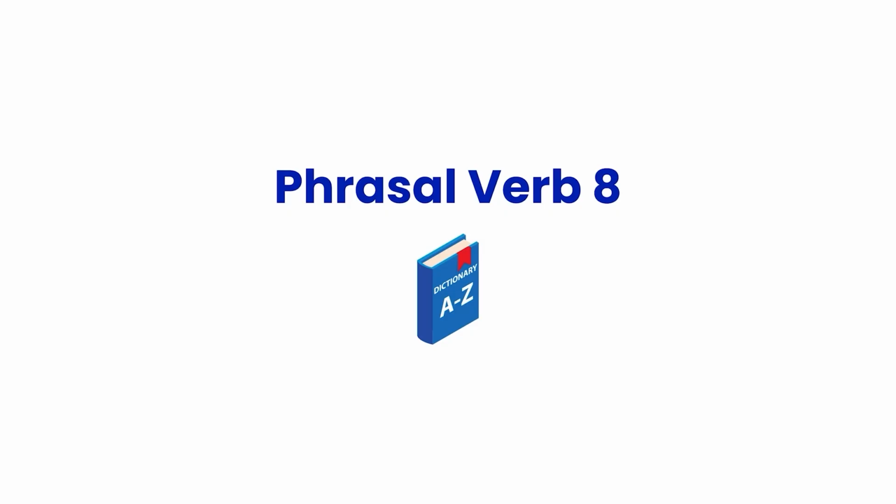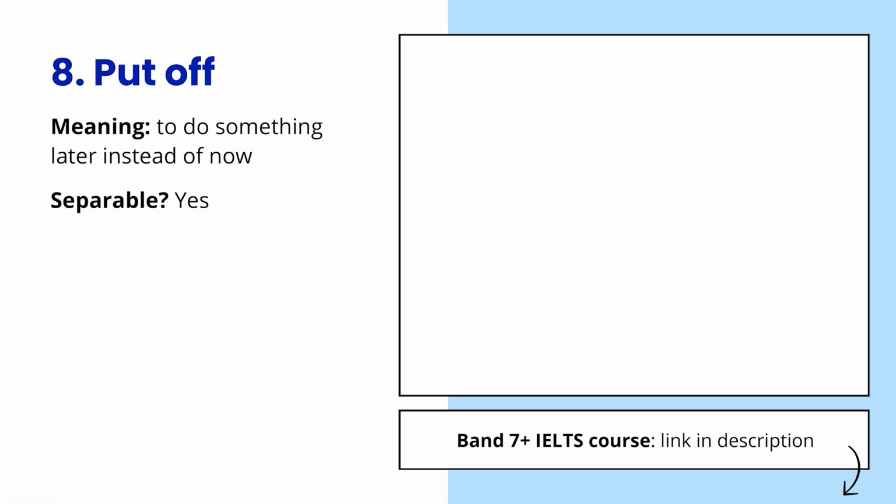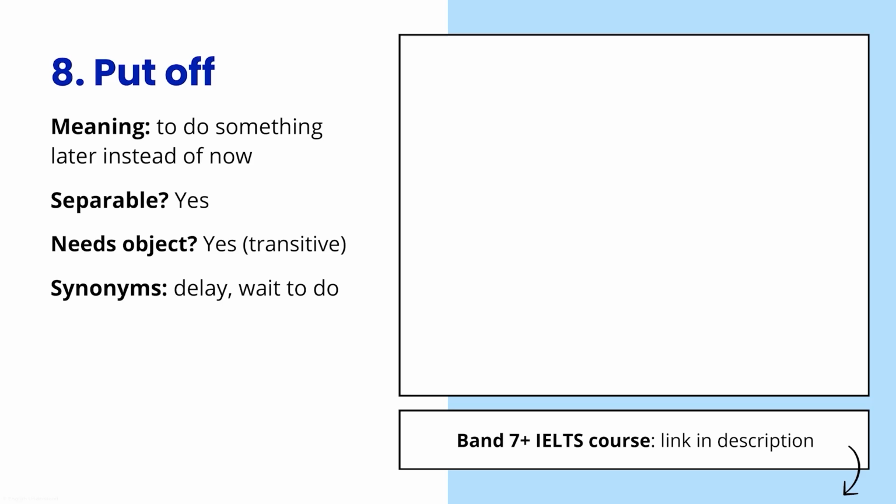All right, let's move on to phrasal verb number 8, which is put off. Put off simply means to do something later instead of now. And we normally use put off to talk about something that we should do now, but we decide to do it later. Is it separable? Yes, it is. Does it need an object? Yes, it does. Here are some synonyms: delay and wait to do.